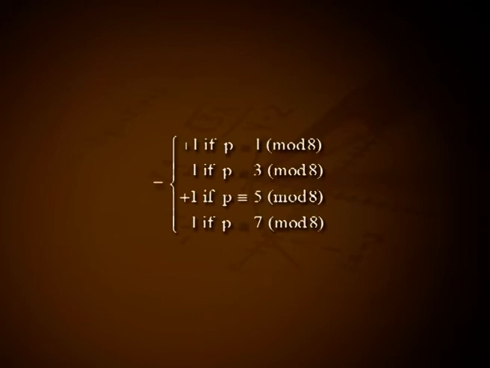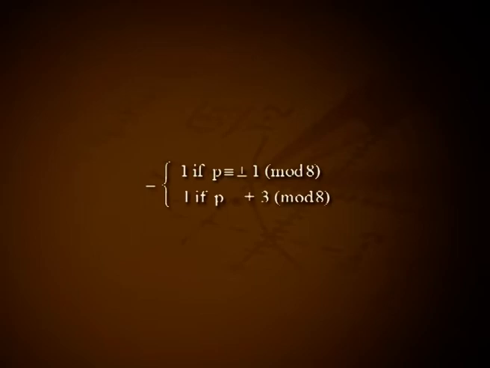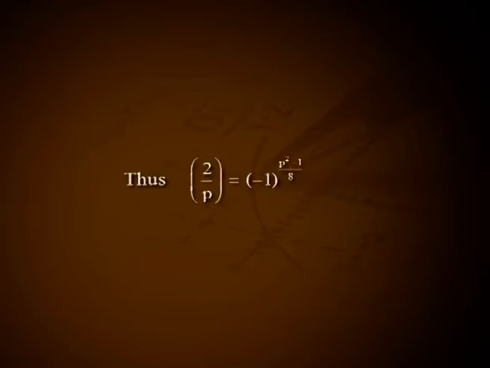+1 if p is congruent to 1 mod 8, -1 if p is congruent to 3 mod 8, +1 if p is congruent to 5 mod 8, -1 if p is congruent to 7 mod 8, which is equal to 1 if p is congruent to ±1 mod 8, and -1 if p is congruent to ±3 mod 8. Thus, (2/p) is equal to (-1)^((p²-1)/8).